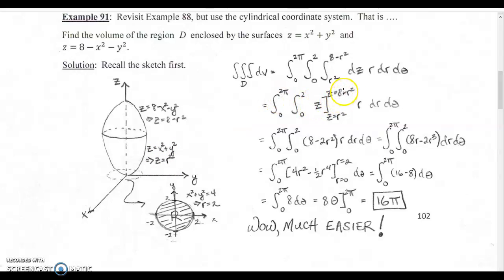Okay, so now, instead of dz dy dx, I'm going to have dz r dr d theta, and then I'm going to be integrating for the z from r squared to 8 minus r squared. So the lower surface is r squared, the upper surface is 8 minus r squared. And then the region in the xy plane, simplified as a polar region, is then r goes from 0 to 2, and theta goes from 0 to 2 pi to sweep out that whole region.